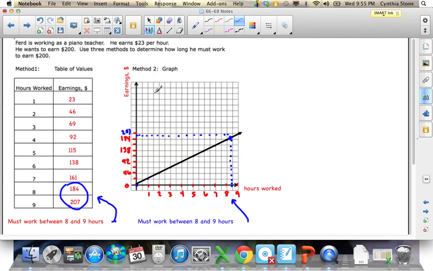So this question is, Ferd's a piano teacher. He earns $23 an hour, and he wants to earn $200. So let's find out how many hours he has to work to earn $200.